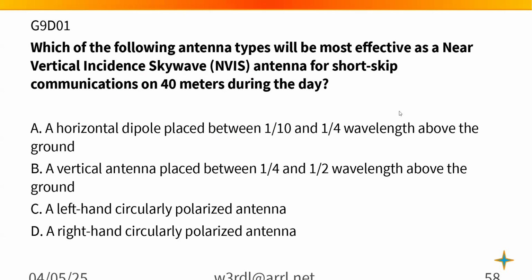Which of the following antenna types will be most effective as a near vertical incidence skywave antenna for short skip communications on 40 meters during the day? That was another thing. At 40 meters during the day, you're not going to get normal propagation.